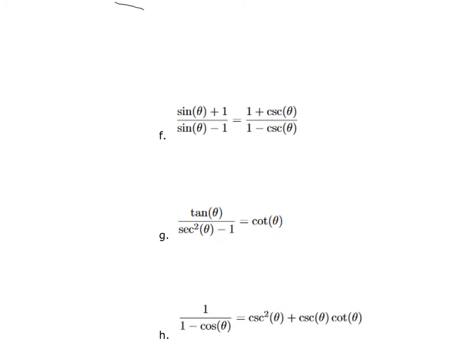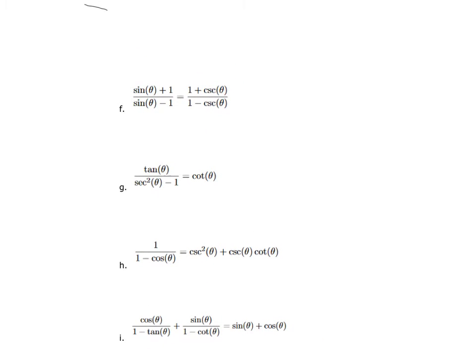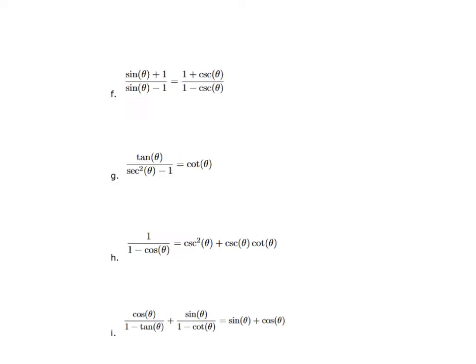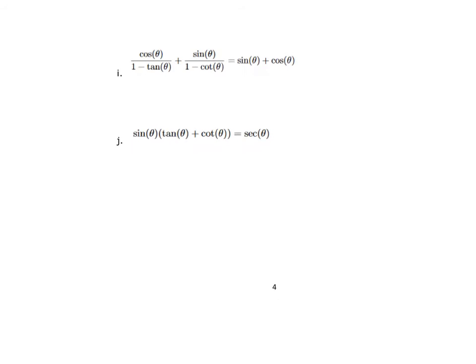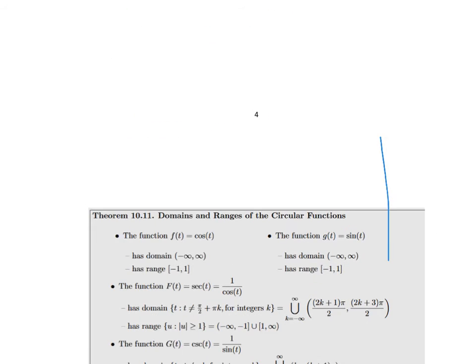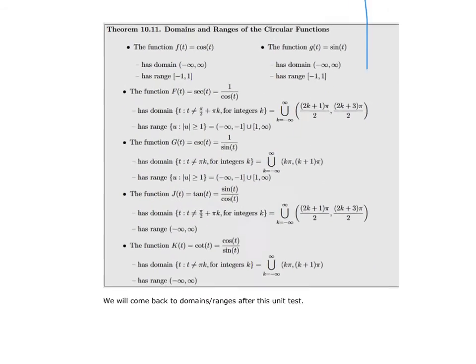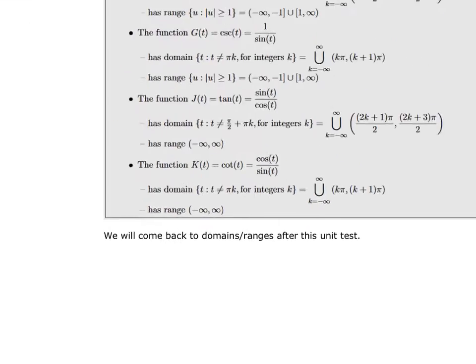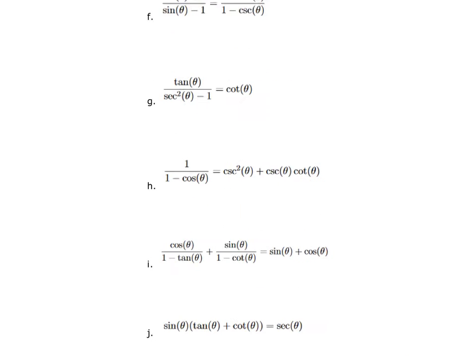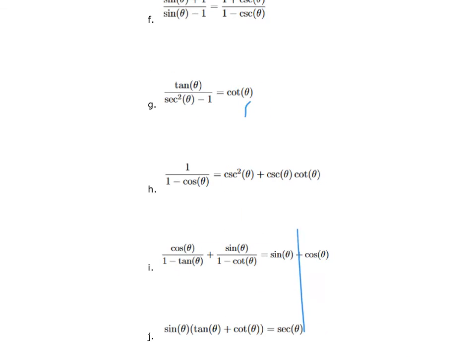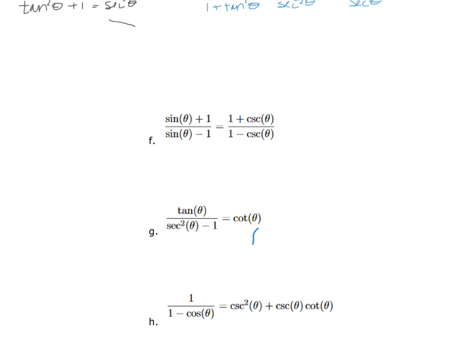Tomorrow, when I see you all, we have a couple more identities. See how they get so much more delicious? I mean, they're just so scrumptious. I'm going to talk a little bit tomorrow about the domains and range, but very, very little, and then we're going to go into the unit test. So tomorrow we're going to do a couple more identities, and then we're going to jump to 11.2.